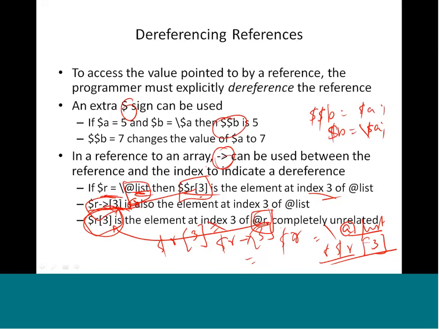Then we saw that if we have a list and $R is assigned as the reference to that list, $$R[3] is one way to access the fourth element of the array, and the other way is $R, then the arrow, then the element index 3. But if we do just R3, that's incorrect because that's not the same as the previous two, and $R[3] is typically the fourth element of the array.